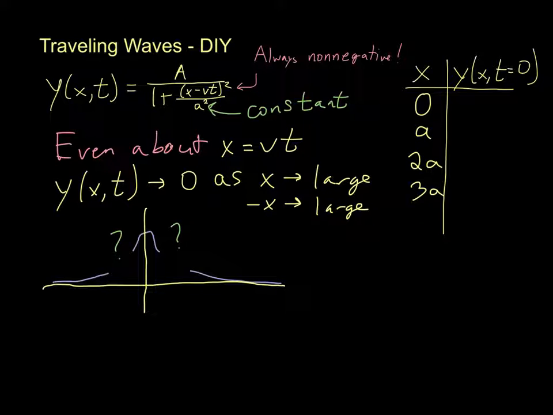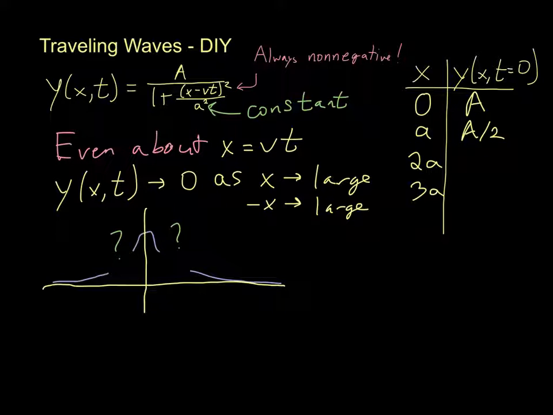So the first value I'm going to plug in is x equals 0 for t equals 0. So what we get is 1 plus 0 in the denominator, since 0 over a squared is still 0. And so the y value is just a. So we'll put in a there. Let's plug in x equals a. So we just get x squared is a squared divided by a squared is just 1. So we get 1 plus 1 is 2 in the denominator. So we just get a half a, or a over 2. Let's plug in 2a.